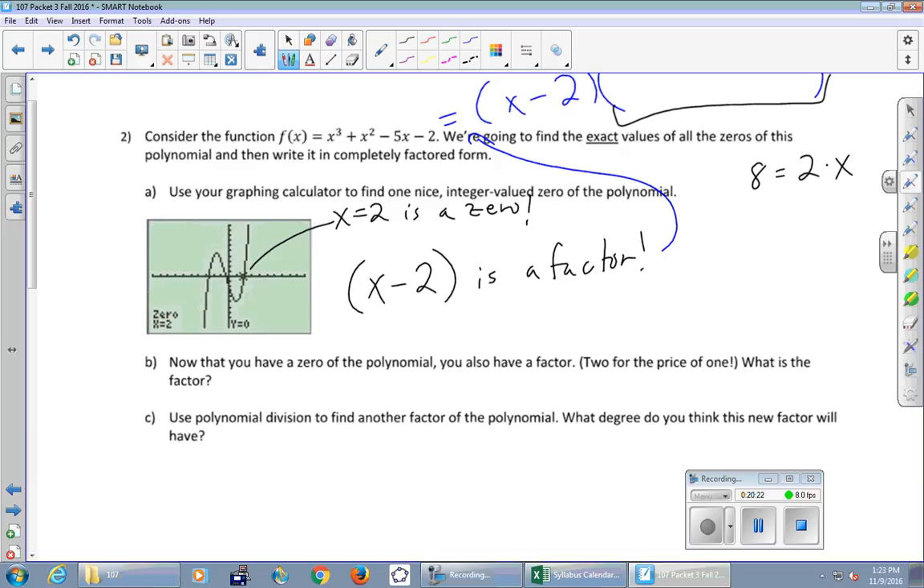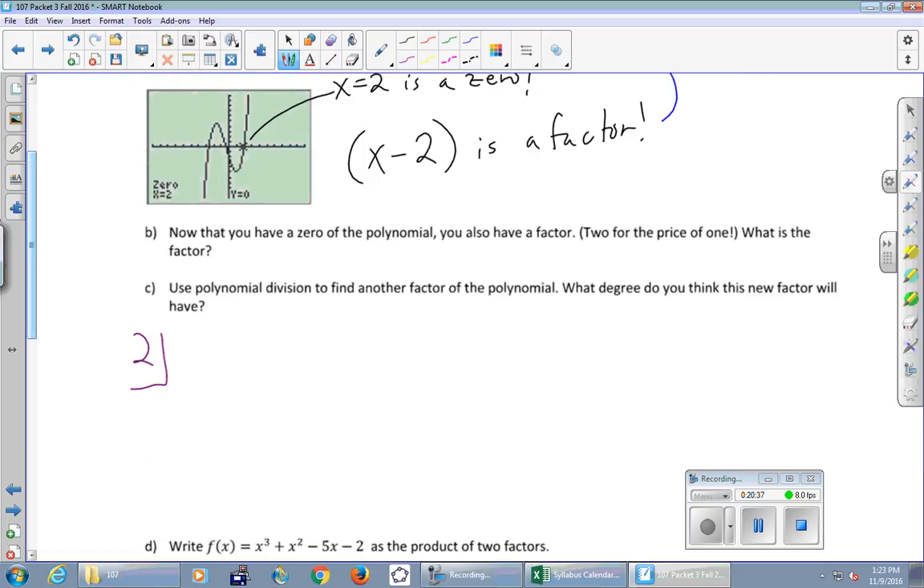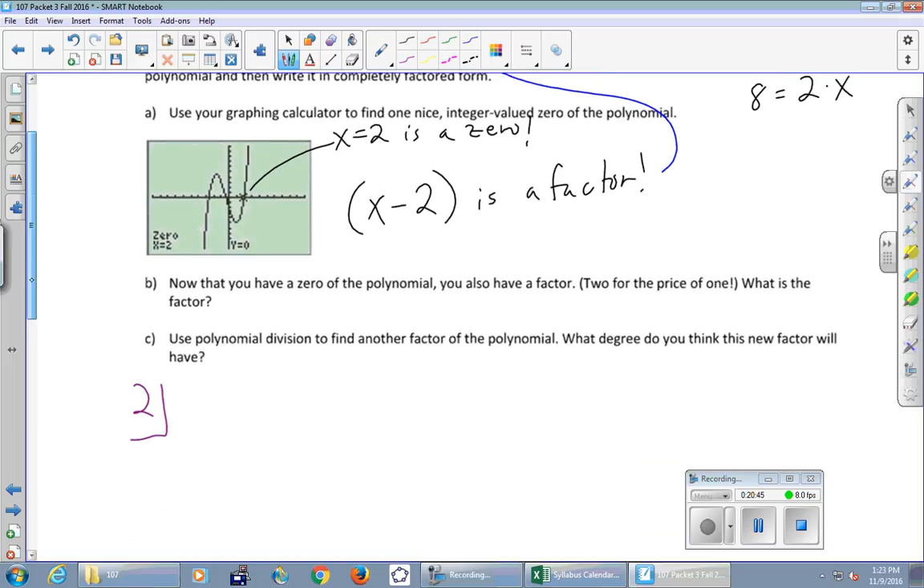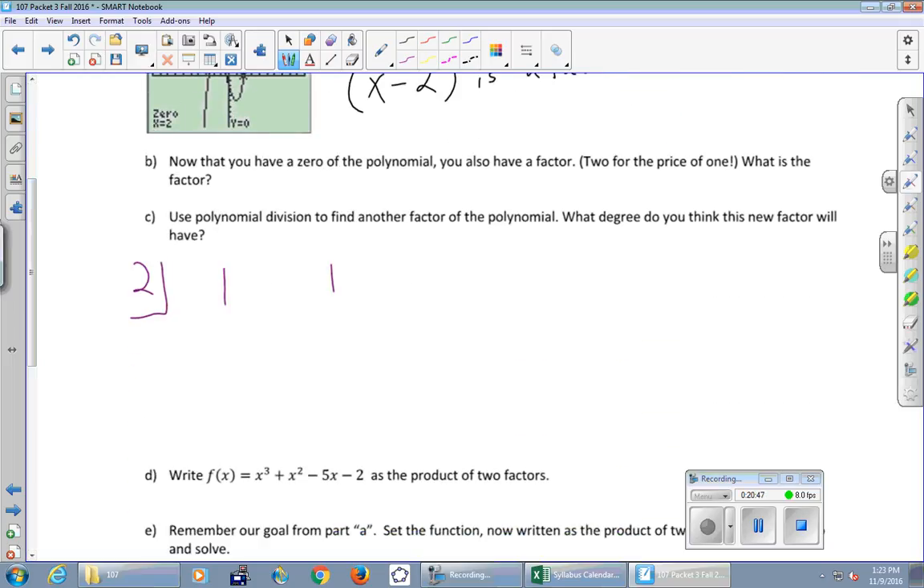All right, we're going to put a number out here. What is it? 2. It's not -2, +2. Change that sign. For me, the way I remember it is what makes the thing 0. 2 makes the thing 0. So we put a 2 right there. Then we're going to grab the coefficients only of this polynomial. 1, 1, -5, -2. That's what we write here.